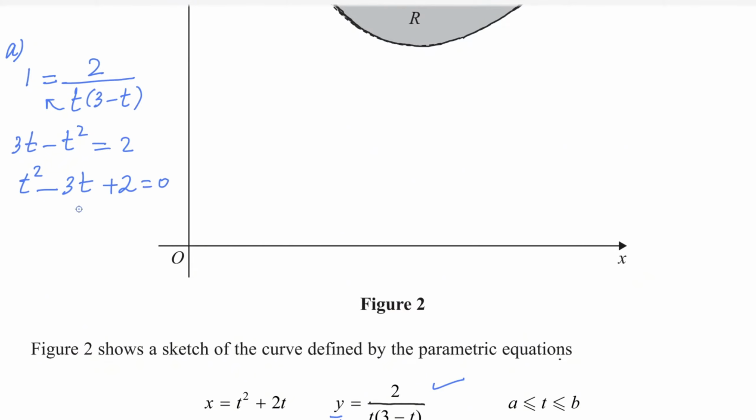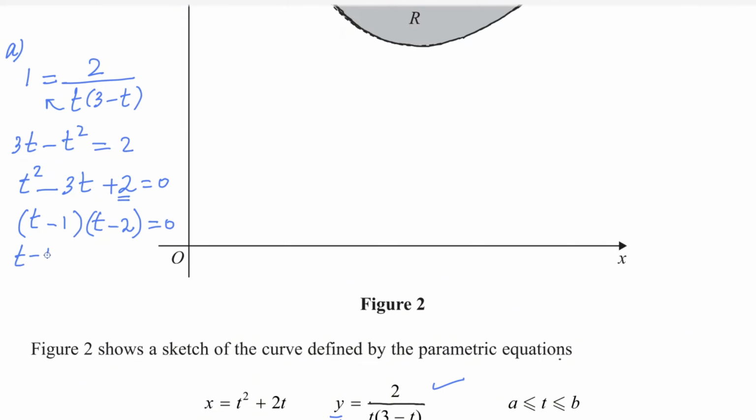Now this is a quadratic in terms of t, and we can find the two values for t from here. Factorize this equation. There is a very simple rule. Just find two numbers that, if you multiply, you get 2, and if you add, you get the middle number. So here we get these two numbers. The first number will be minus 1 and the other will be minus 2. Minus 1 multiplied by minus 2 gives you plus 2, and if you add these two you get the middle number.